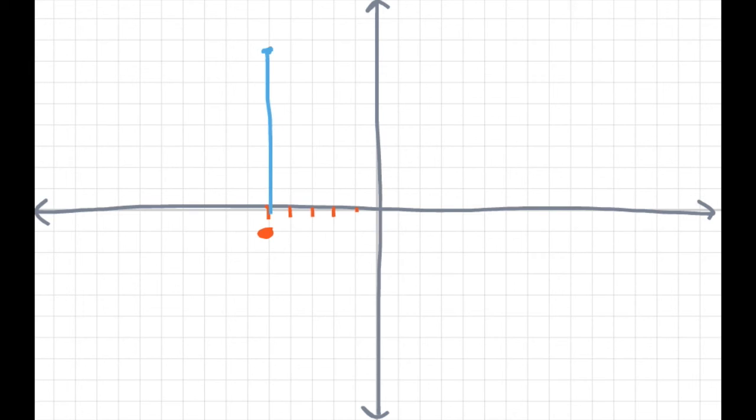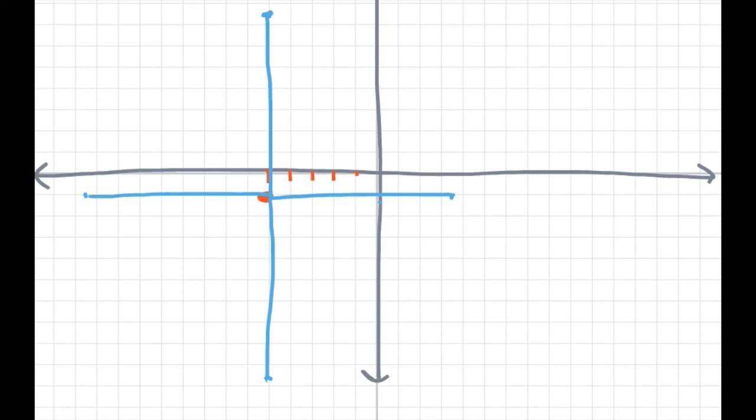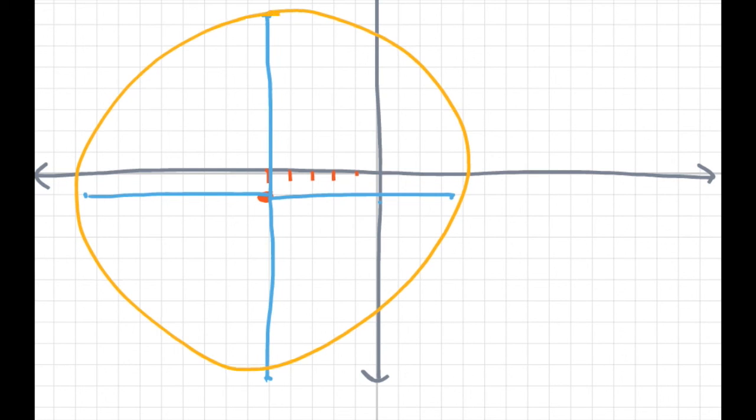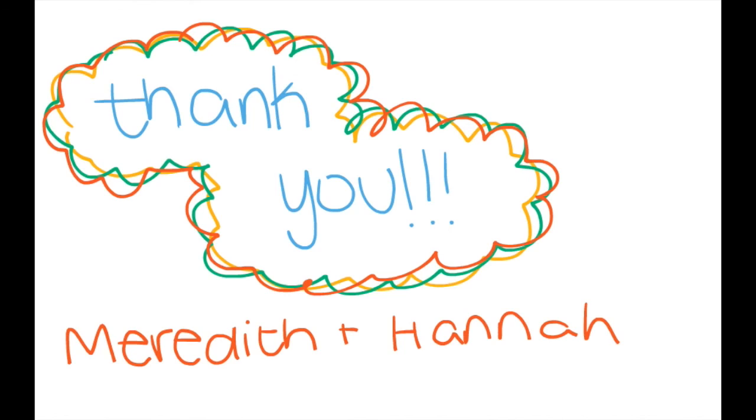So now we're going to draw the radius right there, and we're going to do the same thing on this side, and this side. So let's do this. When you're done, this should be what yours looks like. And now all we're going to do is connect this to form a circle. So we're going to go like that. Pretend it's perfect, because it's not. And that's how you graph it.